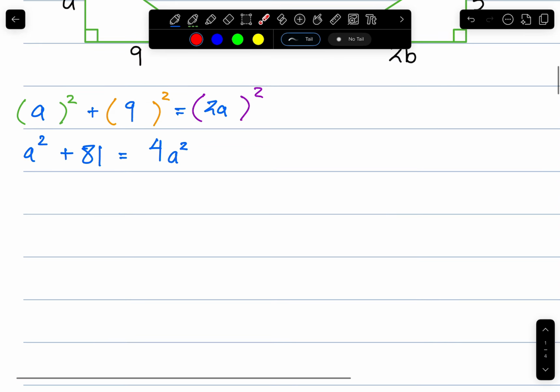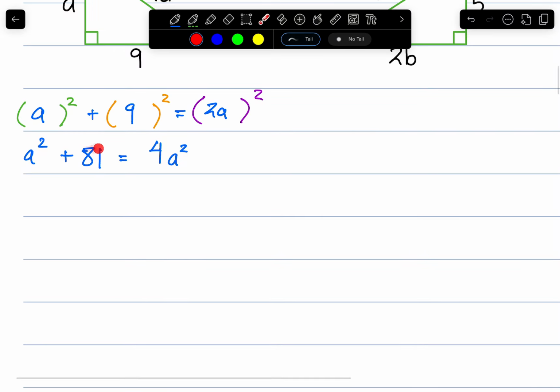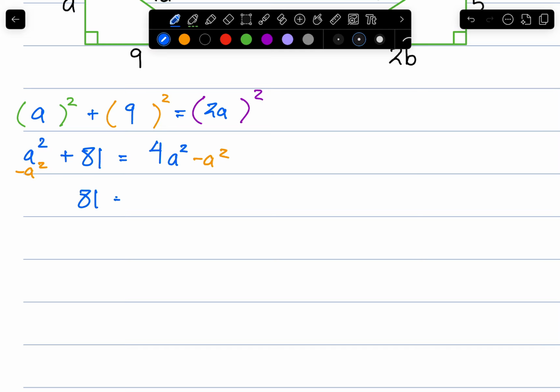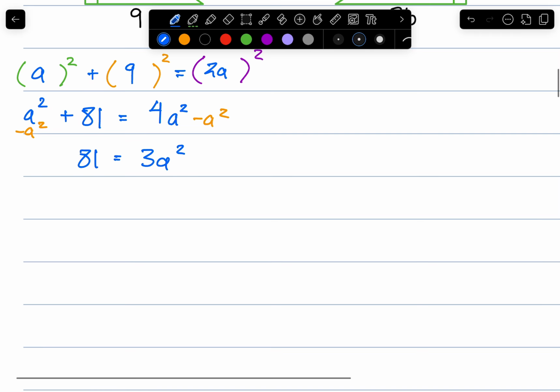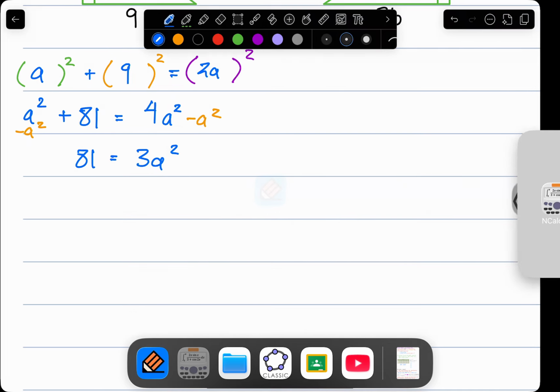Now this step here is rather similar, but instead I want the a squared to be on the same side. So I need to actually move this to this side. We do that by subtracting a squared, like so. A squared minus a squared, that's gone, leaving us with 81. And this is now 4a squared minus 1a squared. This gives us 3a squared. And from here, we can evaluate the remaining bits of this problem.